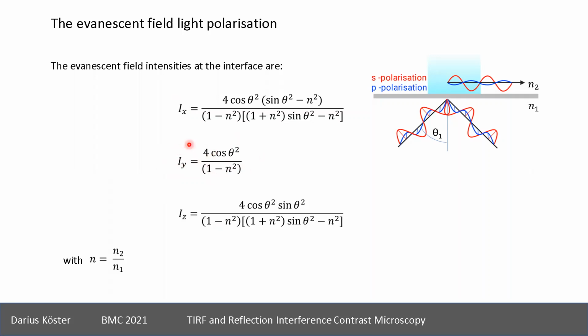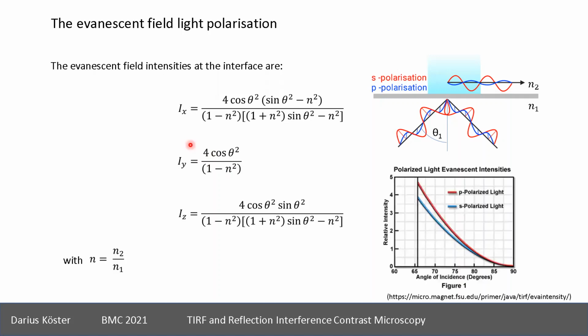And the interesting point here now is the intensity values at the surface itself are actually up to 4 times higher than the intensity of the incident light. So you get sort of a boost of signal at the surface. So that's another perk of TIRF microscopy.